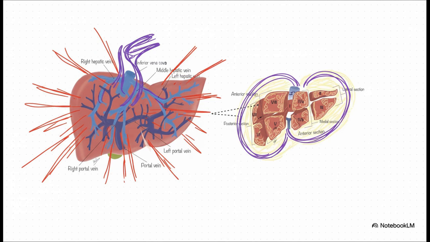Exactly right. You have the portal vein, which is bringing all that nutrient-rich blood from the gut, and then you have the three hepatic veins, right, middle, and left, which drain the processed blood out of the liver and into the IVC. You know, this whole vascular map is really the foundation of modern liver surgery. It's what defines those 8 functional segments, and understanding it is how we can do these precise anatomical resections.